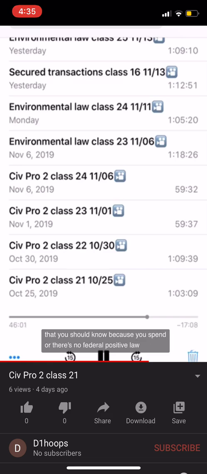Or, there's no federal positive law at all, neither a statute nor a written down rule of procedure. Either the federal judge just doesn't want to follow the state law, or you've got some federal precedent that suggests that federal courts do something to the contrary.